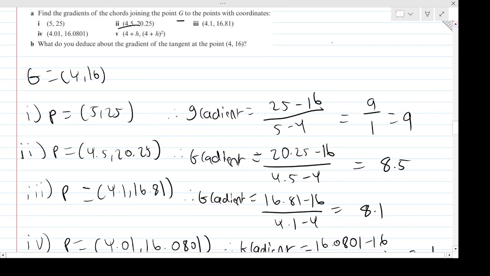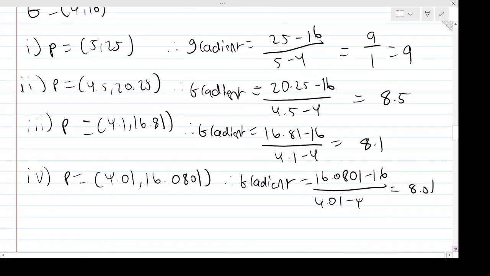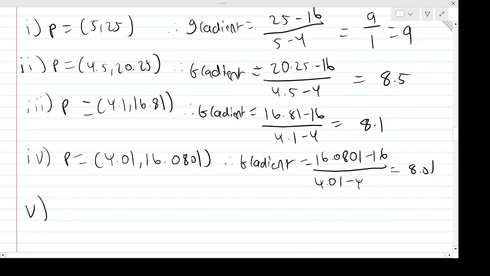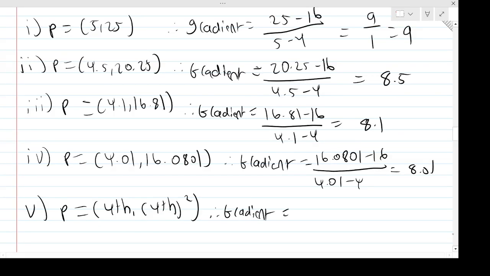I have the point 4 plus h, squared. So again, we have some algebra, but nothing to be concerned about. So we now have 4 plus h for x, and then 4 plus h all squared for y. So then we do the same. So therefore the gradient between this point P and G, so that's y of 4 plus h all squared, take away 4, because that's the y value at G. Then changing x is going to be 4 plus h for x here, take away 4 from G.